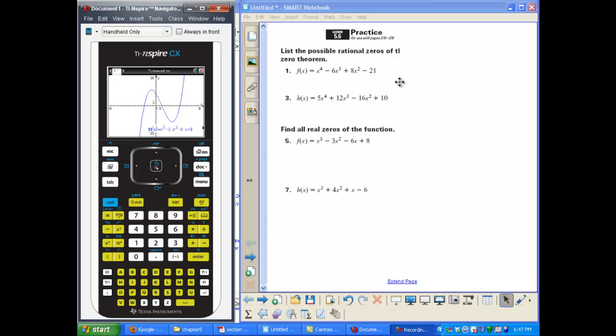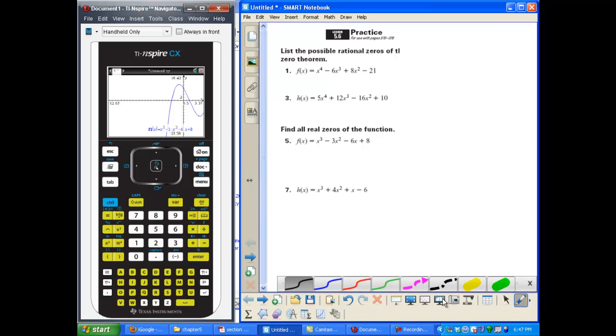Okay, we're going to have a go at this. We have a new theorem to talk about here, and then we are going to use lots of the things we've learned to start to figure out some things about zeros. So we'll use the calculator starting with number 5 here.